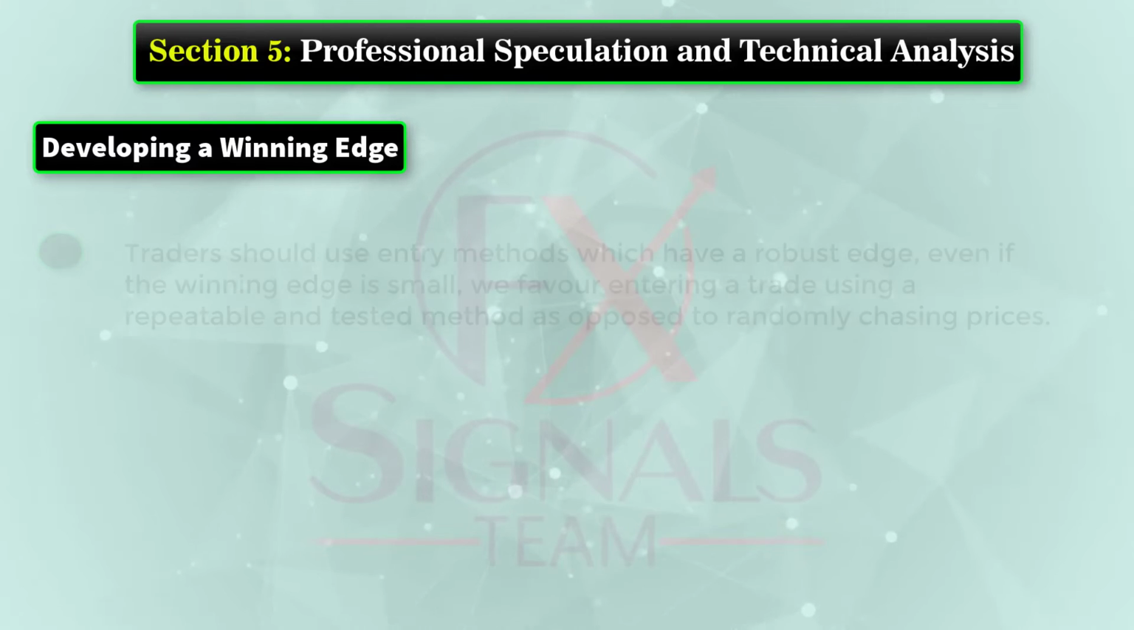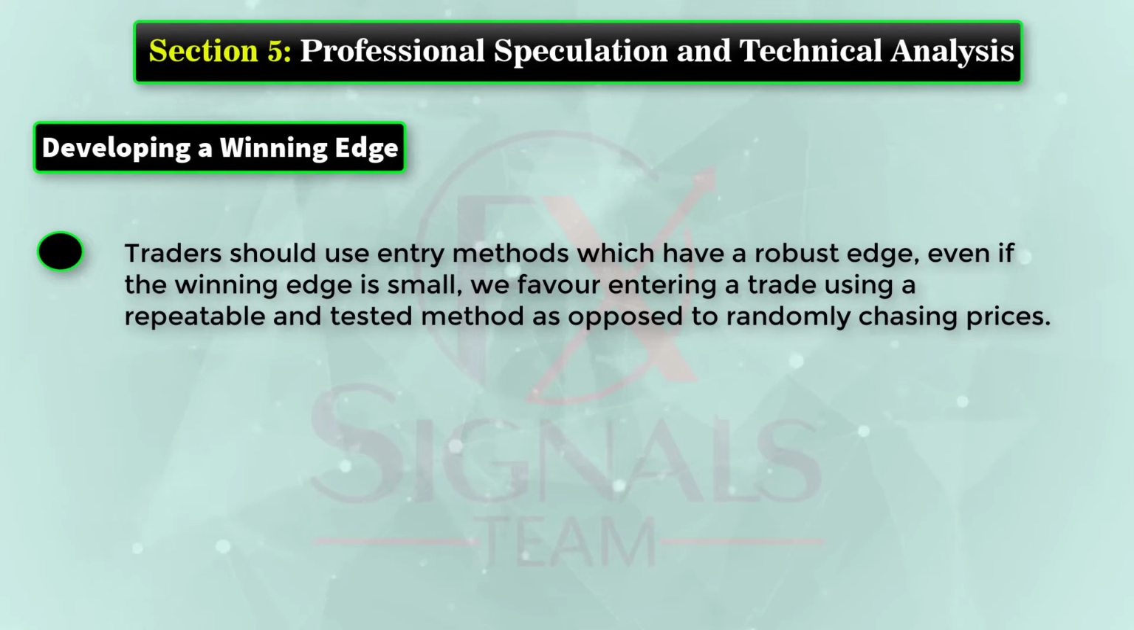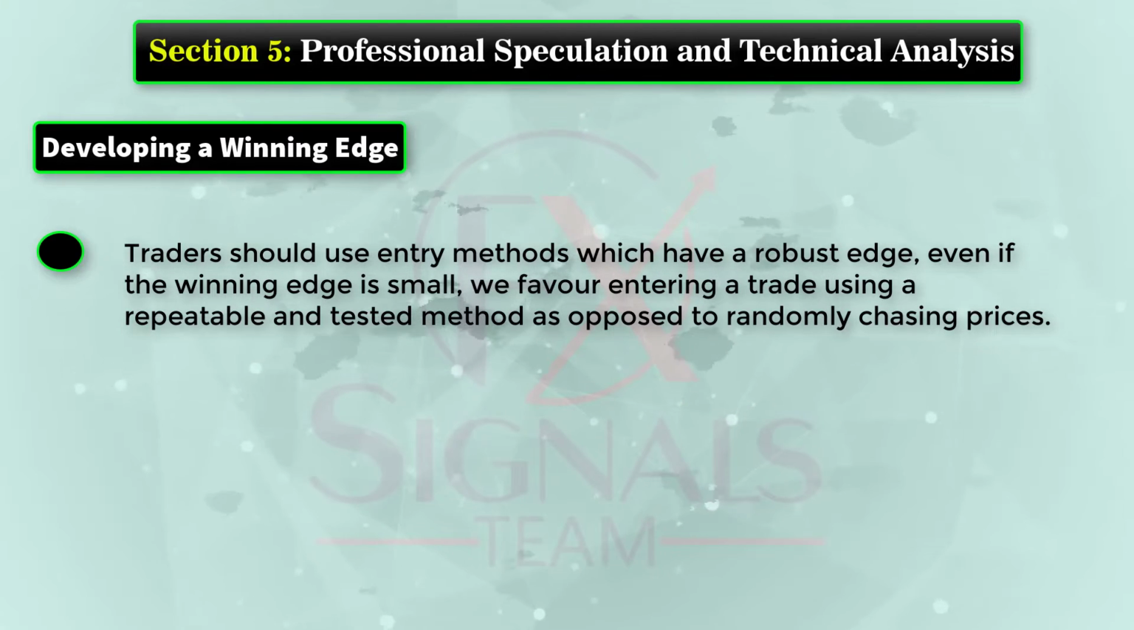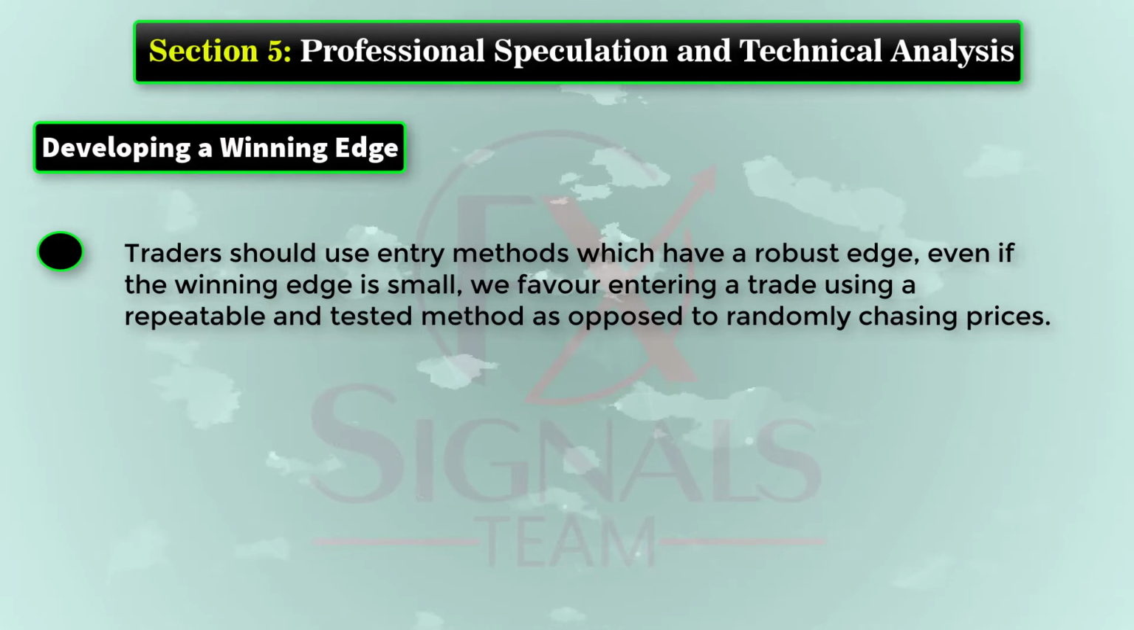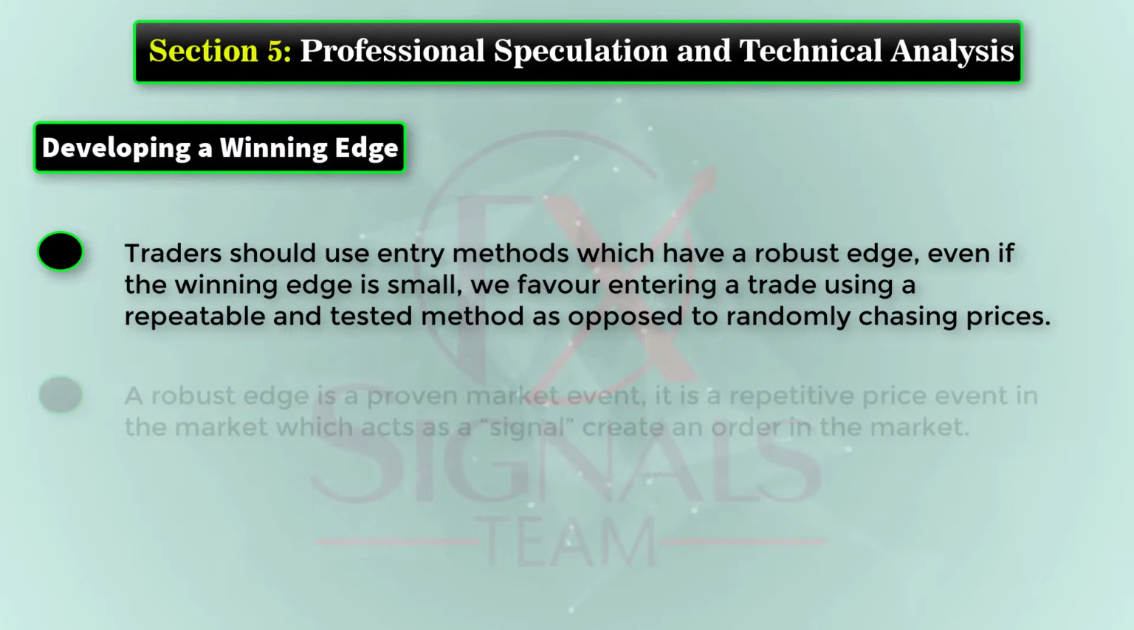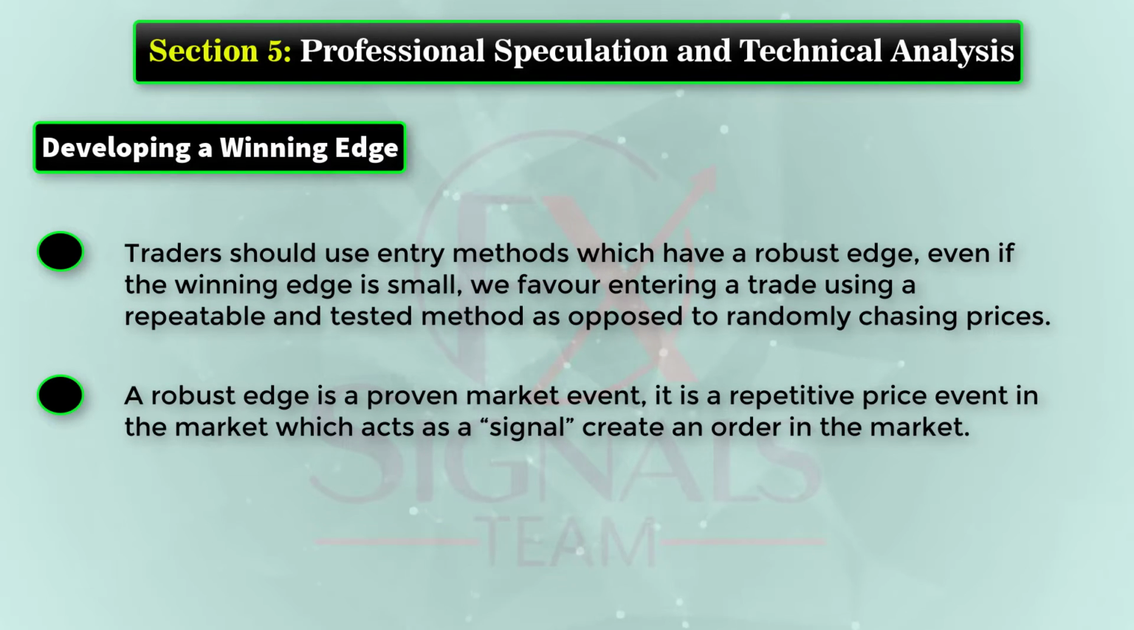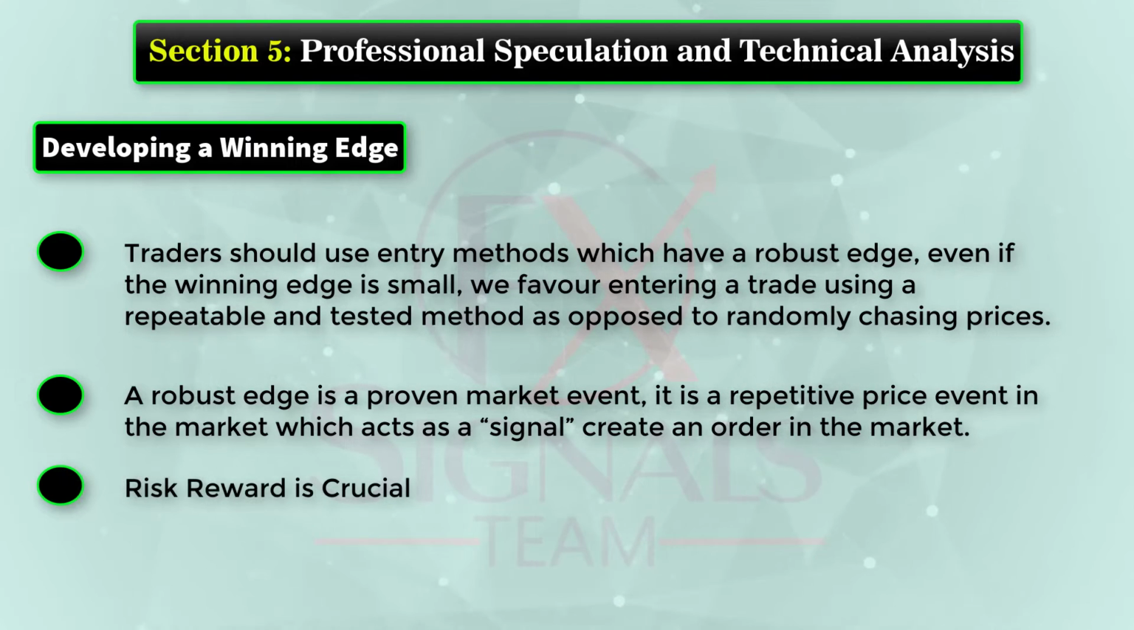Developing a winning edge. Traders should use entry methods which have a robust edge. Even if the winning edge is small, we favor entering a trade using a repeatable and tested method as opposed to randomly chasing prices. A robust edge is a proven market event. It is a repetitive price event in the market which acts as a signal to create an order in the market. Risk-reward is crucial.